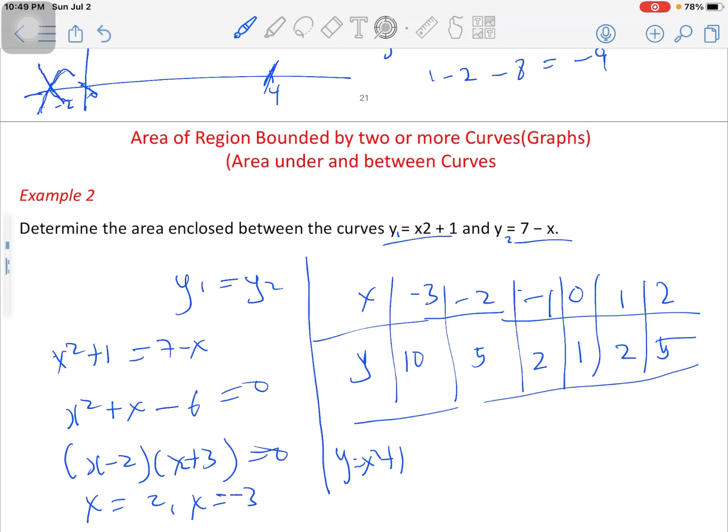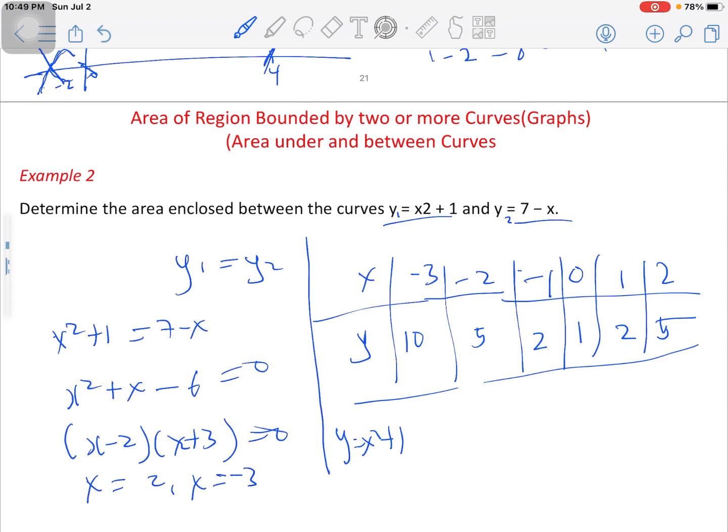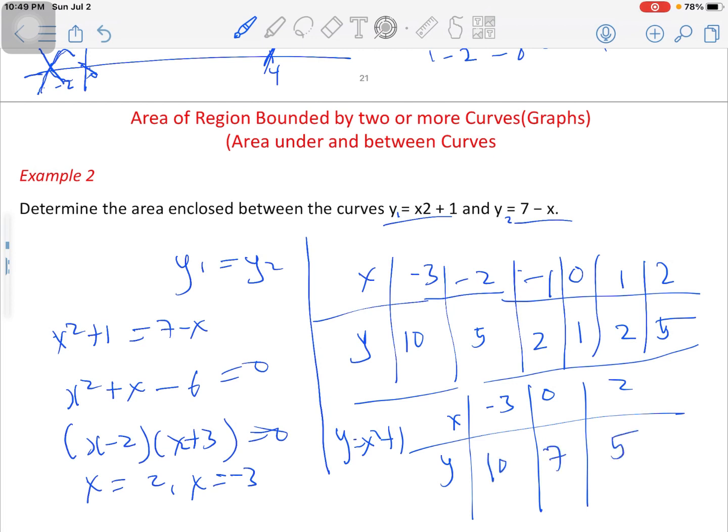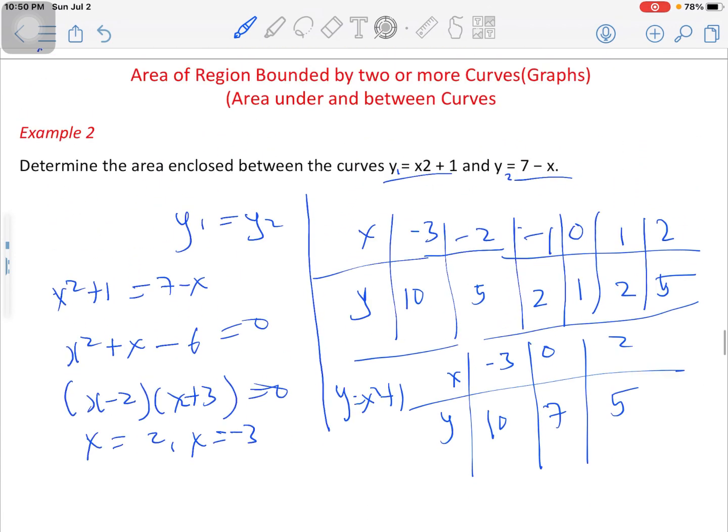So now we have these points, and then we can also do the same for the other function, with x and then y. For the second function, if we pick the range of negative 3, 0, 2, we are going to end up having y values of 10, 7, and 5. Now that we have such points, you'll be able to use them to draw the graph.